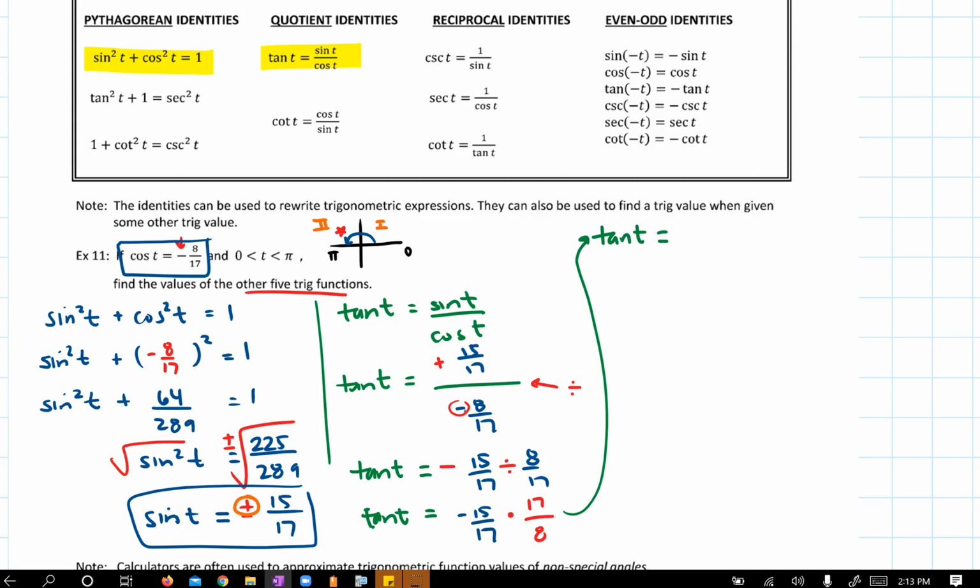We have tangent of t. We do have a negative, and we do see that the 17s divide out. So we do have negative 15 over 8.